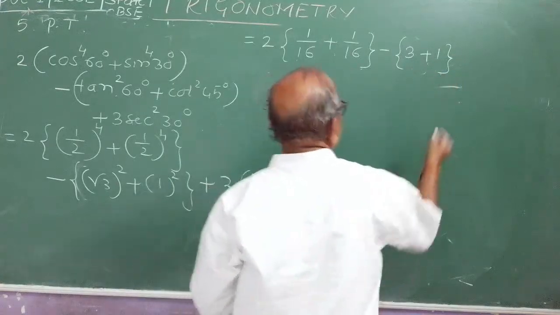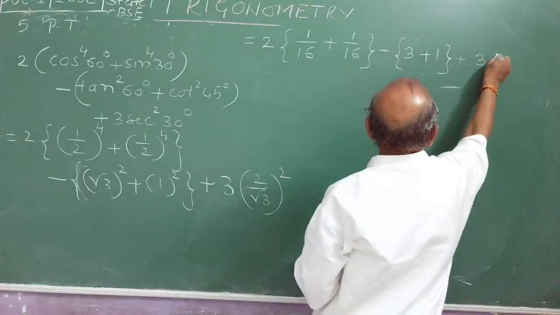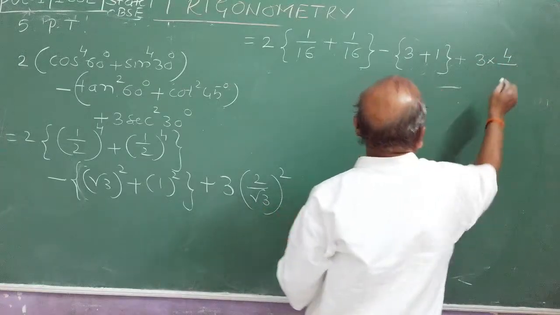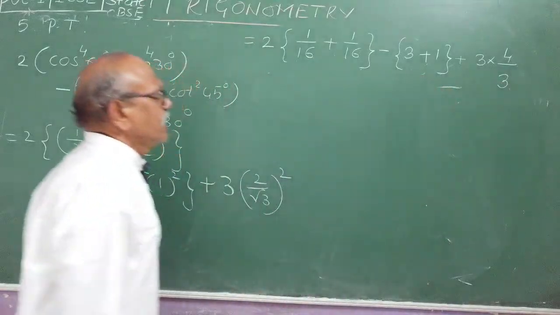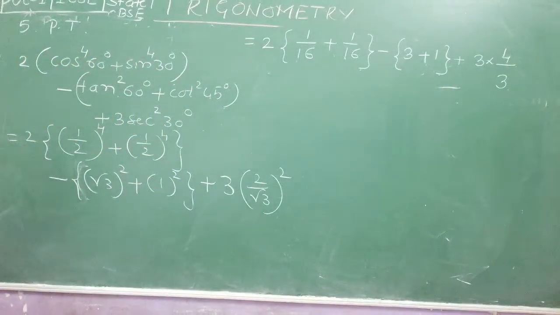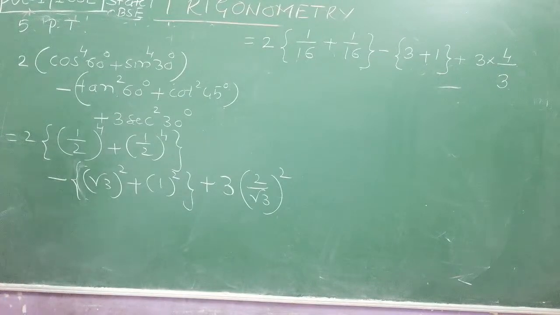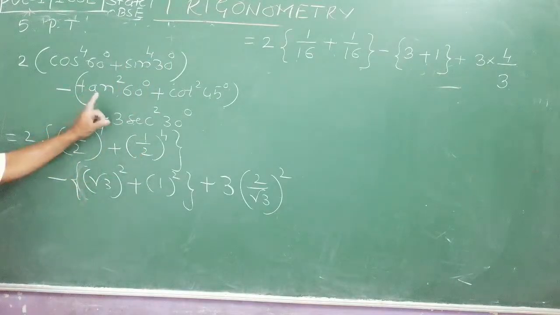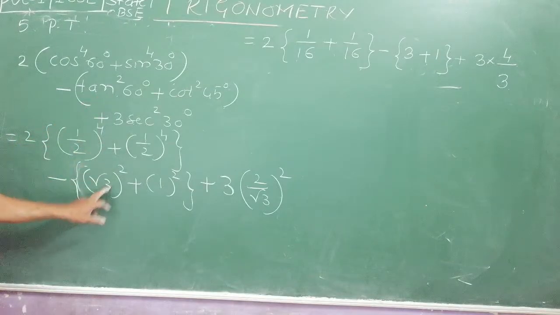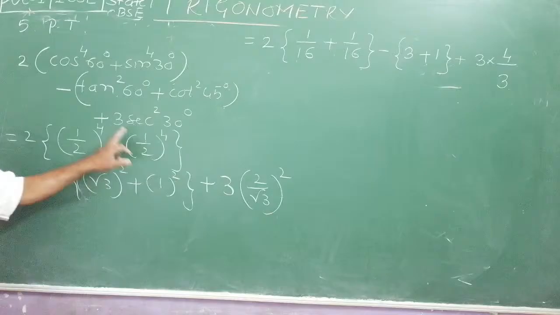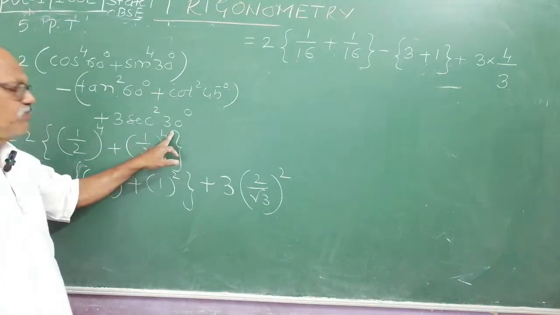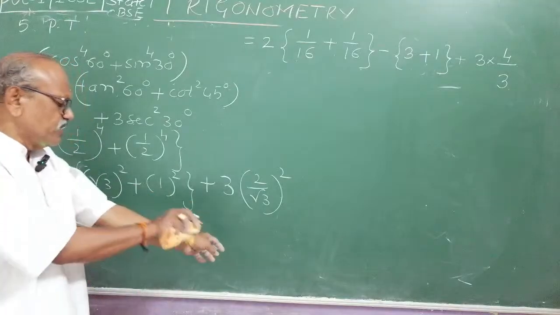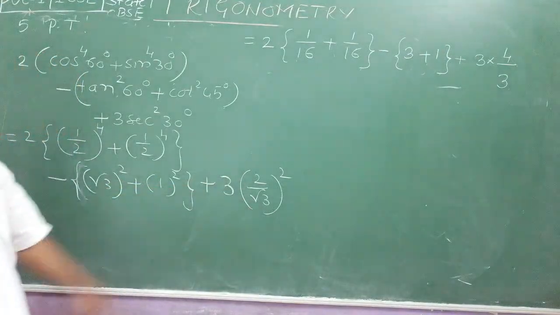Substitute the values correctly, otherwise you will get wrong answer. 3 into 2 square becomes 4 divided by root 3 square is 3. Correctly substitute the values, then simplify. Check before you continue. Check cos 60: cos 60 is 1 by 2. Sin 30 is 1 by 2. Check yourself in the exam. Tan 60 root 3. Cot 45 is 1 square. 3 times sec 30, reciprocal of cos 30, which is 2 by root 3. Cos 30 is root 3 by 2, 2 by root 3 square.